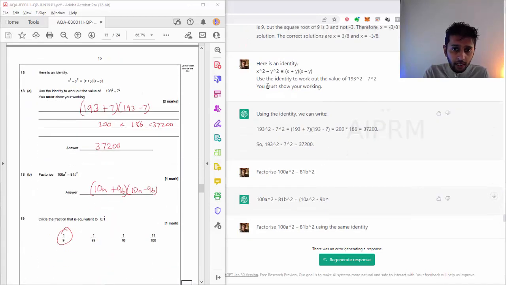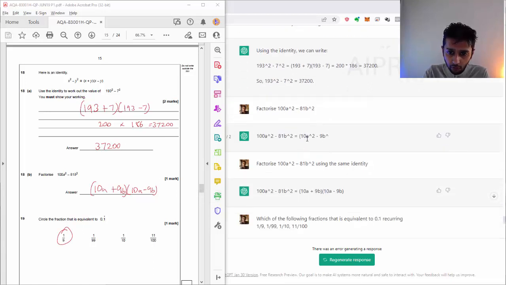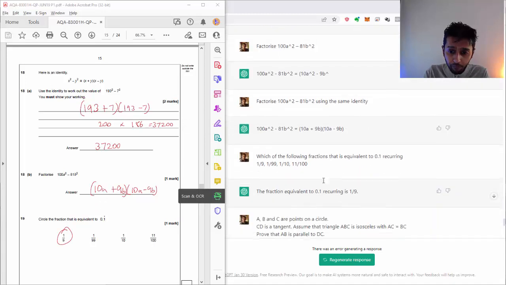Number 18, we have an identity of x squared minus y squared is x plus y, x minus y, and we need to work out this here. So it correctly factorized it for us, giving us 200 times 186, which is 37,200. So I've copied that in there. Then I asked it to factorize this, and it was doing it wrong, so I asked it to factorize that using the identity from above, and it did that successfully, so I've copied that in there.